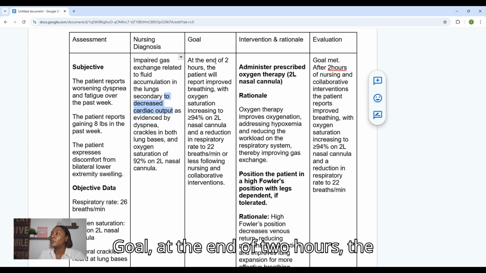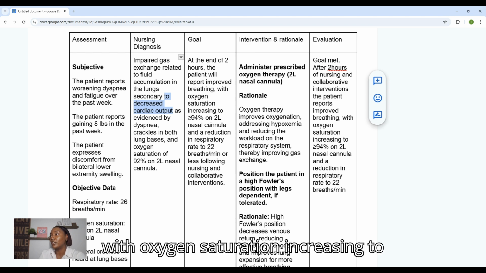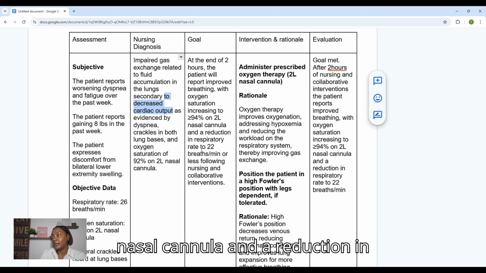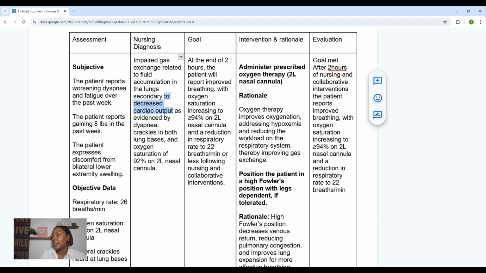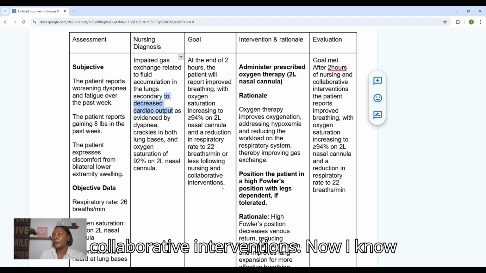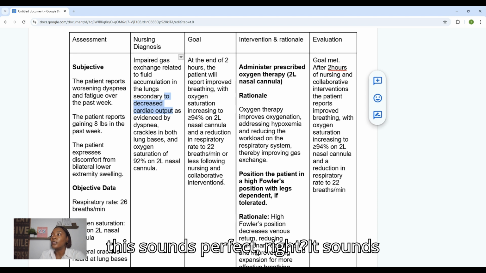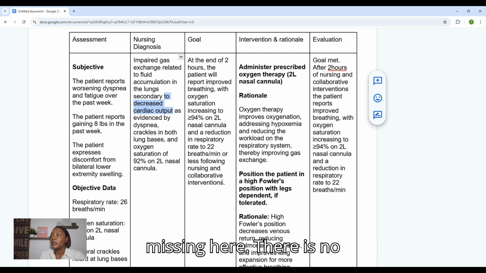Goal. At the end of 2 hours, the patient will report improved breathing with oxygen saturation increasing to greater than or equal to 94% on 2-liter nasal cannula, and a reduction in respiratory rate to 22 breaths per minute or less following nursing and collaborative interventions. Now, I know to the untrained ear, this sounds perfect, right? It sounds accurate. But there's actually something missing here. There is no real goal.